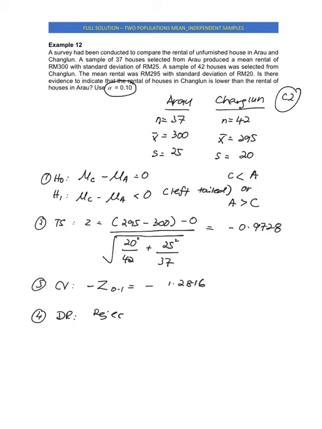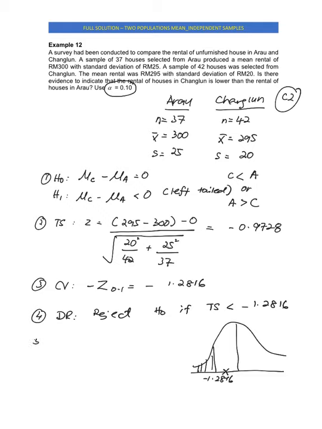Reject H0 if test statistic less than negative 1.2816, because if we draw here on the left side, this is our rejection region with the critical value negative 1.2816. Now look at our test statistic. We got negative 0.9728, which does not fall in the rejection region, because our test statistic value is greater than negative 1.2816.